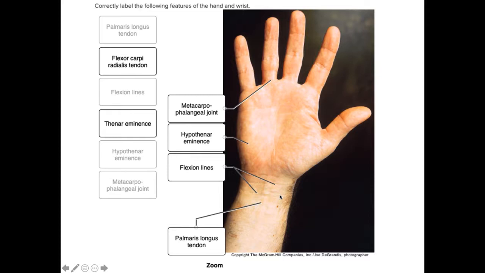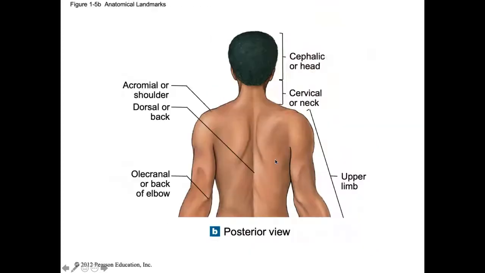Here, we could see the creases like these wrinkles. These are the flexor lines. So when you bend your wrist and flex your wrist, the bending occurs at these folds called the flexor lines. And this tendon right down the center is called the palmaris longus tendon. Palmaris longus, it is a long tendon going down the center of the palm. Looking at the posterior, the person's back again, here's the cephalic region, which is the head region.